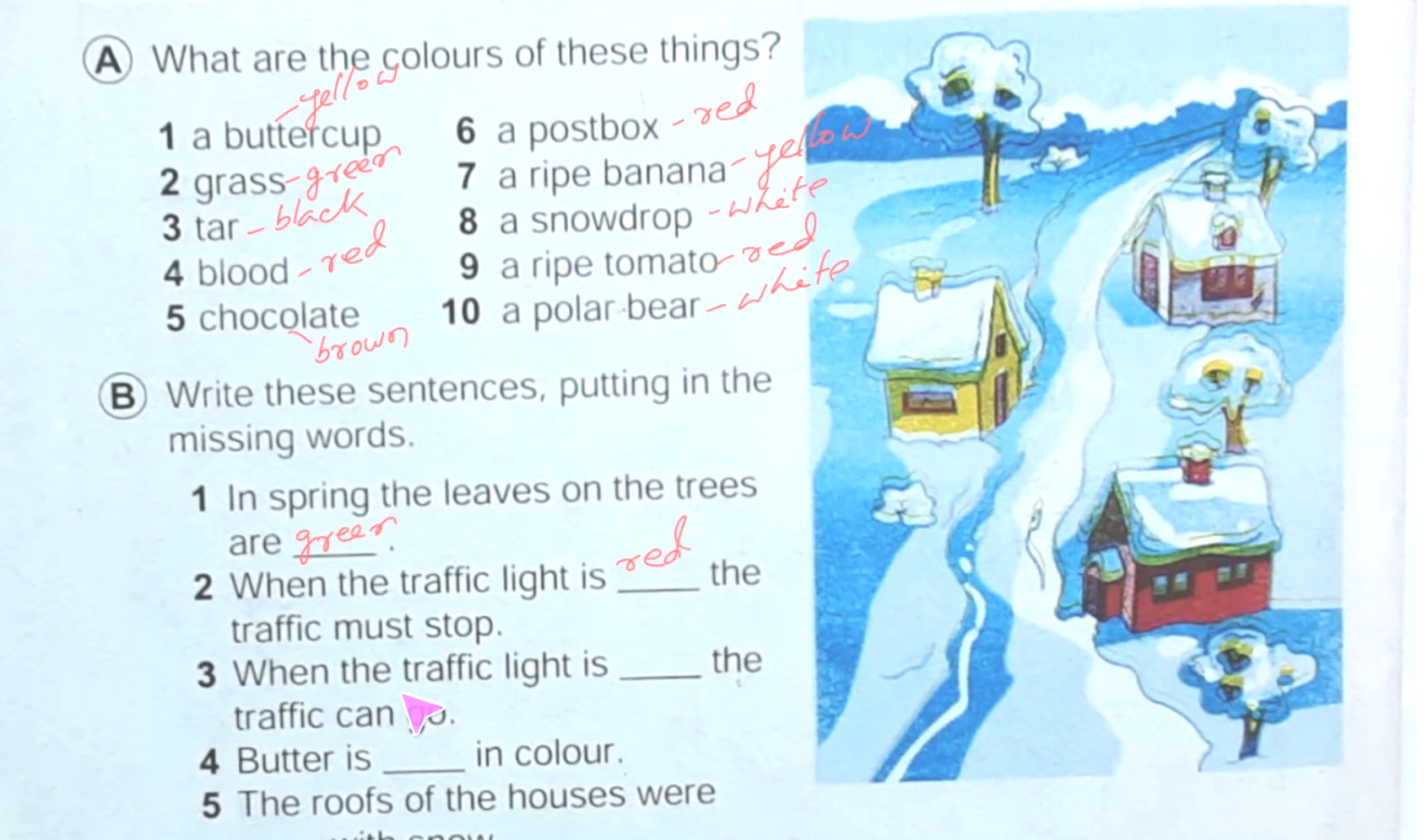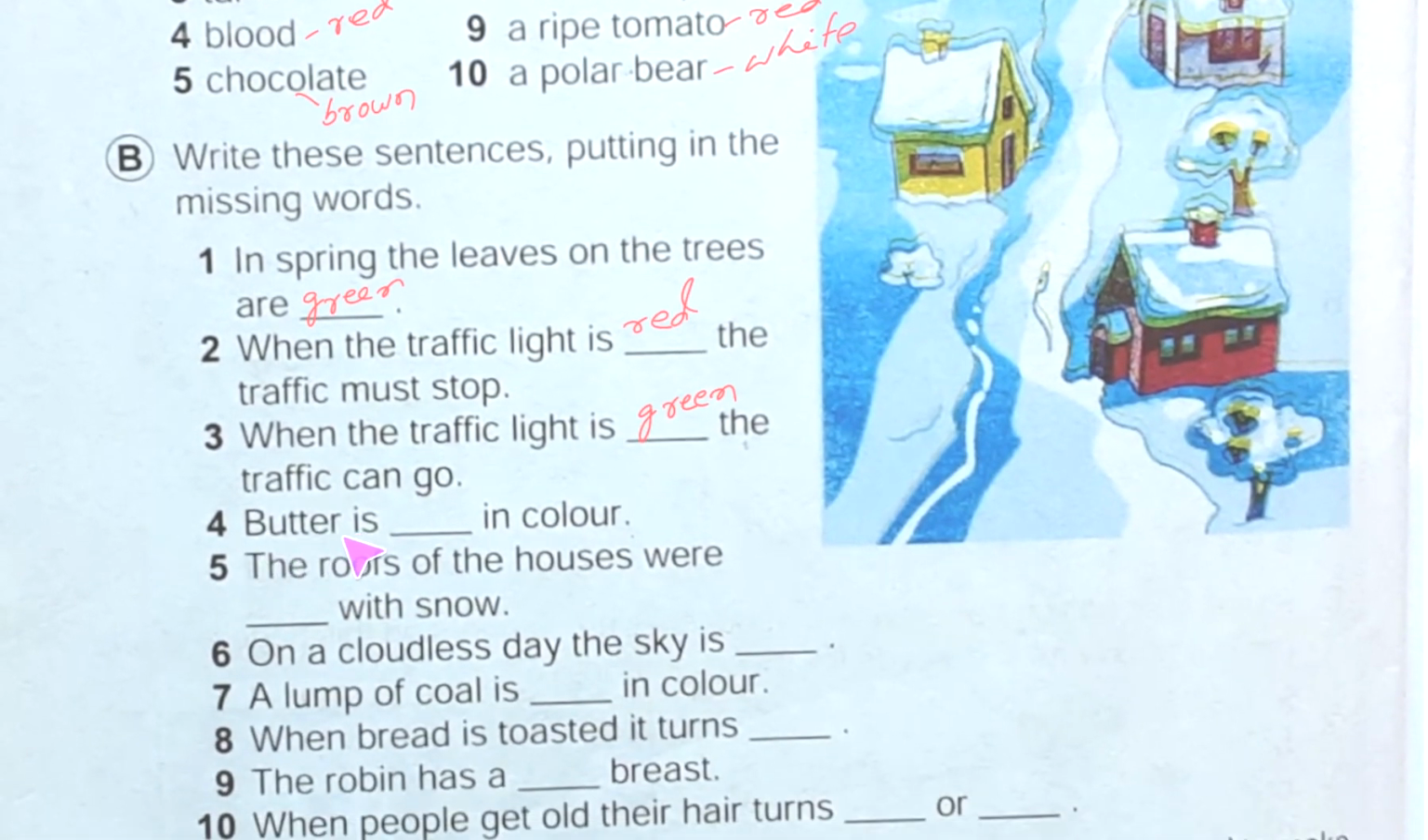3 number, when the traffic light is dash, the traffic can go. We know that is green. 4 number, butter is dash in color. Butter is yellow in color. 5 number, the roofs of the houses were dash with snow. This is white with snow.